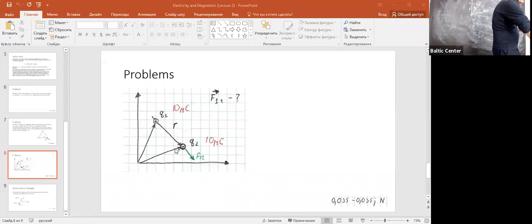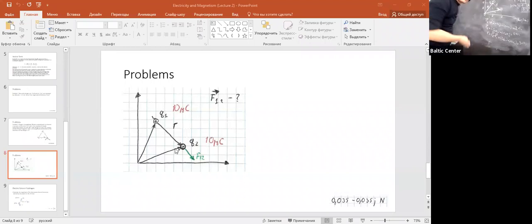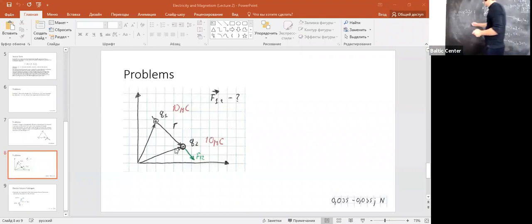Okay. So now we calculate the force between the two charges. Okay. So F, it's not visible for you. Now it's okay. So F is equal to K multiplied by Q1 and Q2 divided by R squared, and the R unit vector. Okay. This is the model.